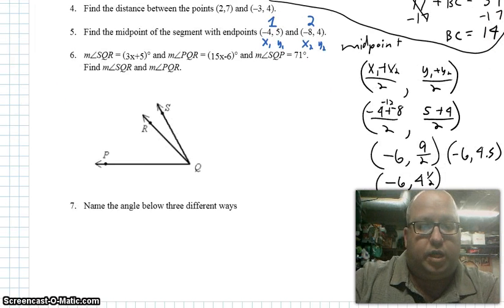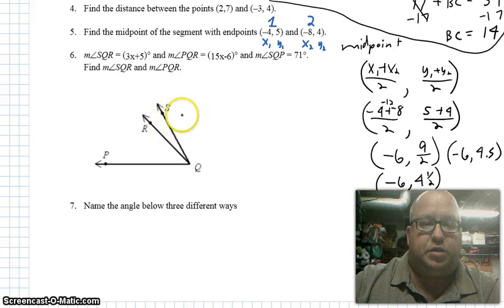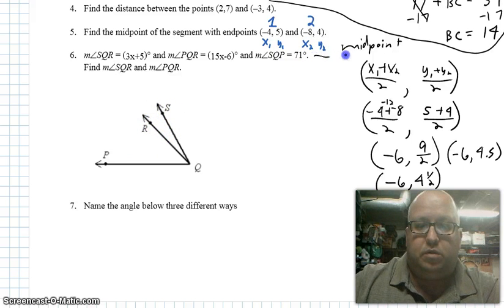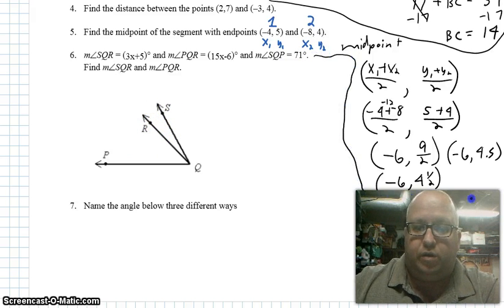All right, number 6. Let's see what we got here. We got a diagram with angles PQR, RQS, and SQP around the outside. And it looks like we've got some algebraic expressions for the various ones here. It looks like an angle addition problem, kind of like the segment addition problem we had before. Let me rope off some area here.